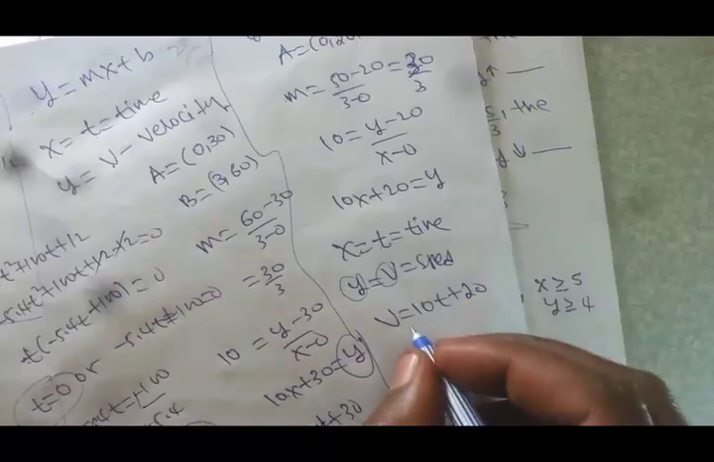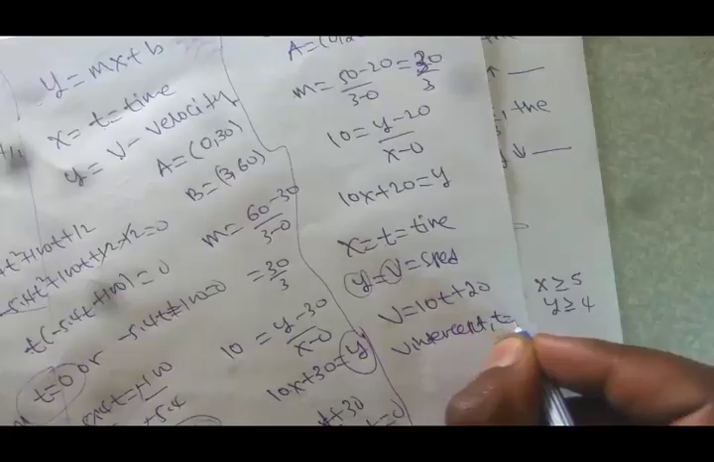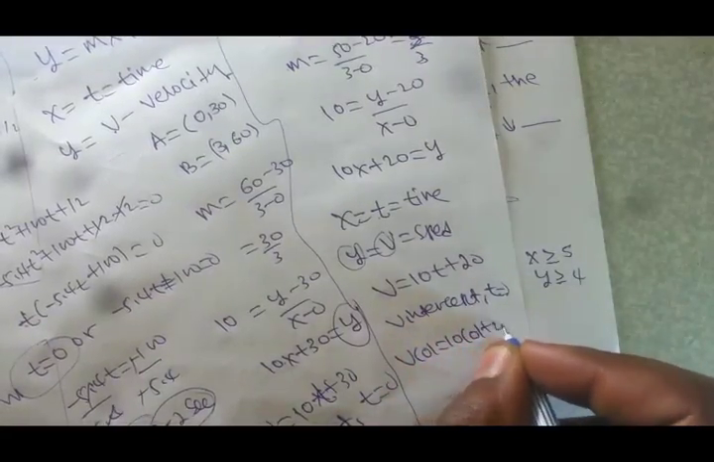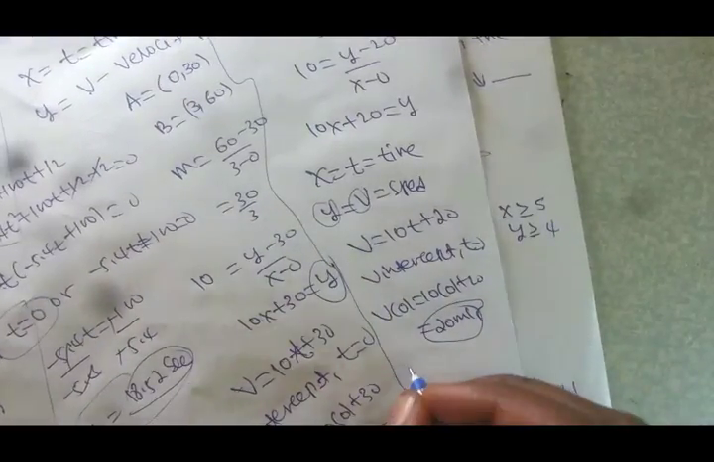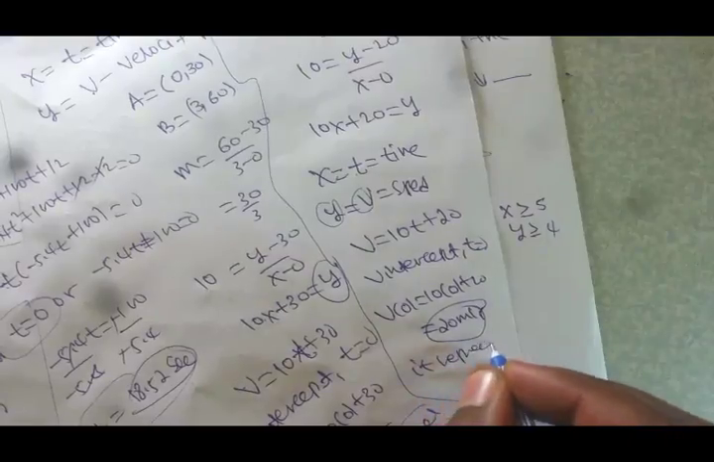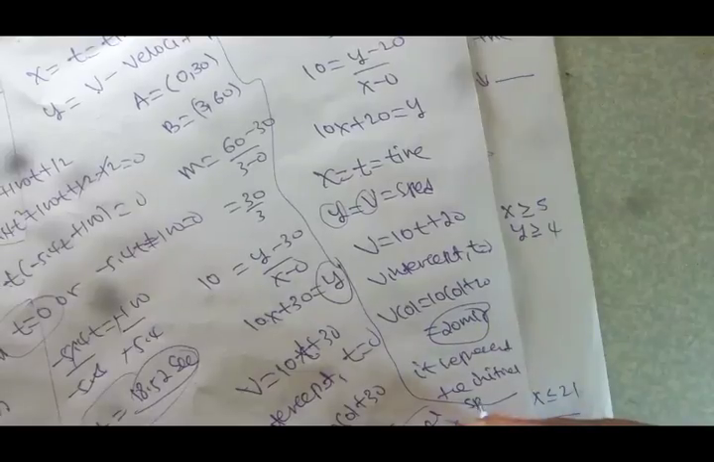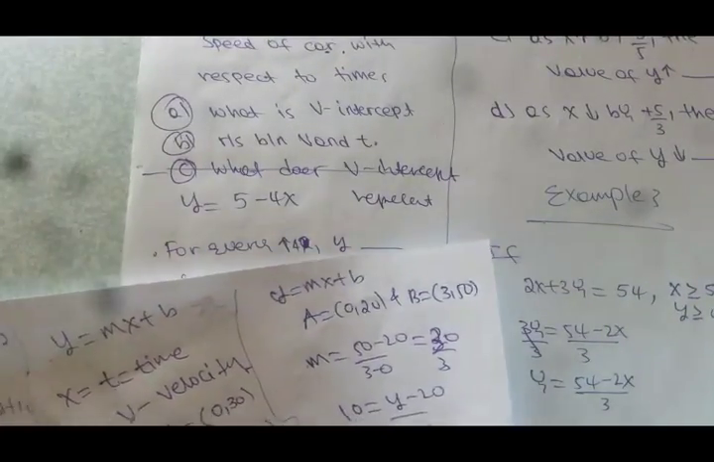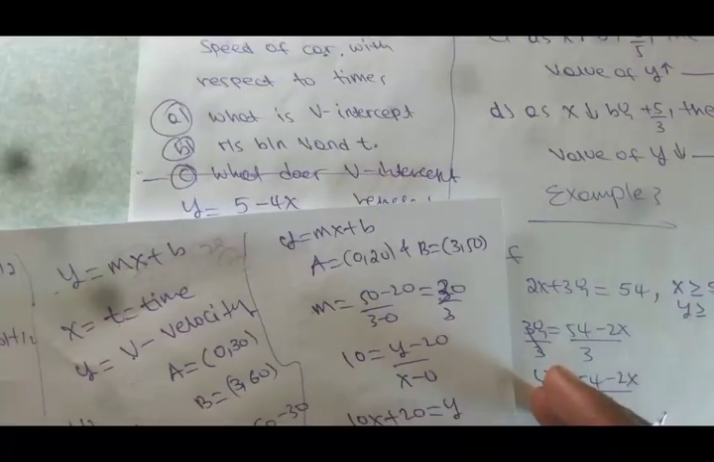And we are asked to determine the v-intercept, which means when the value of t is equal to 0. Therefore v of 0 is equal to 10 times 0 plus 20. This is equal to 20 meters per second. What does the v-intercept represent? It represents the initial speed of the car. And we are asked to determine the v-intercept coordinate, which we already found.